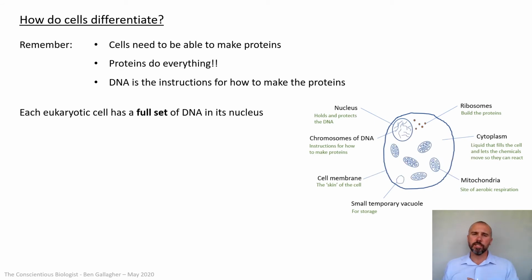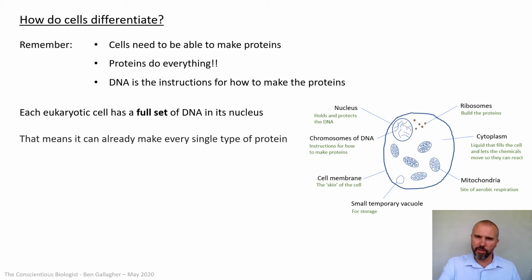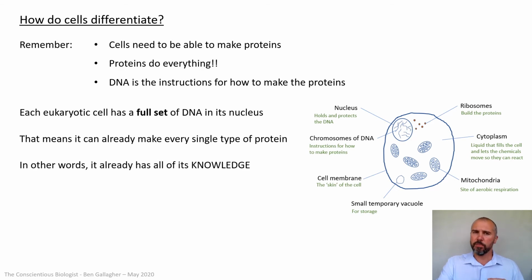So each eukaryotic cell has a full set of DNA in its nucleus. If you look just above me here, there's the cell diagram that we had in the last lesson. You can see the nucleus, you can see all the linear chromosomes in there. Every single cell, with only a couple of exceptions, has it. Red blood cells don't have a nucleus, and gamete sperm and egg cells only have half the quantity. But other than that, every single cell has every single bit of DNA. So think about what that means. It means it can already make every single type of protein. In other words, it already has all its knowledge.